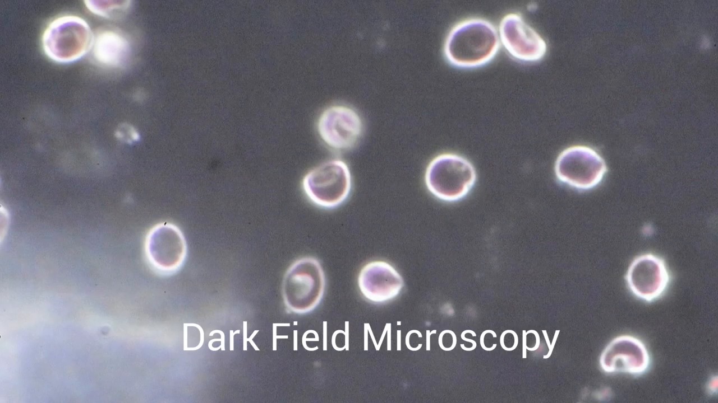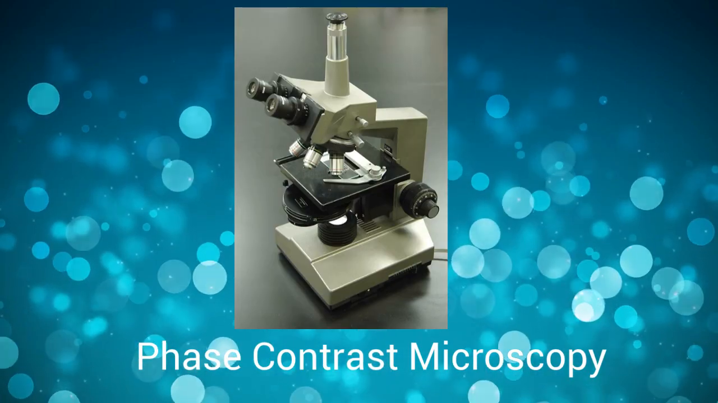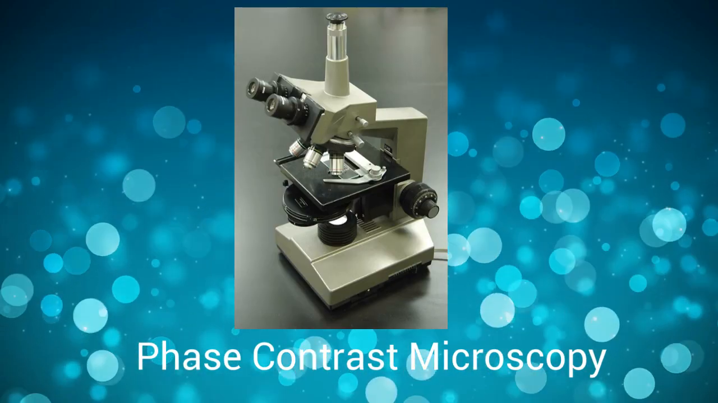Other than the fluorescence, we can also use dark field microscopy to visualize microbes that are difficult to stain. Under this microscope, we can see illuminated live motile bacteria against the dark background. The process of coloring with dyes kills the bacteria. But if we want to examine them in their natural state without killing or staining them, we can do so by using a phase contrast microscope.